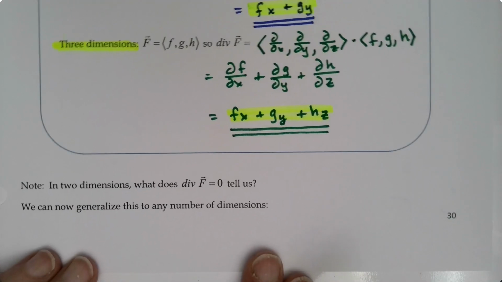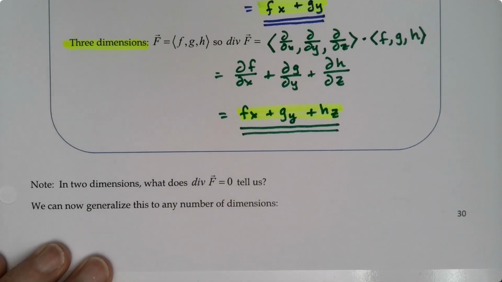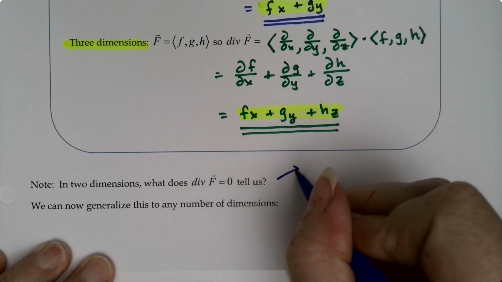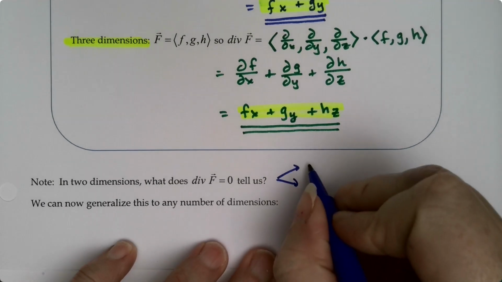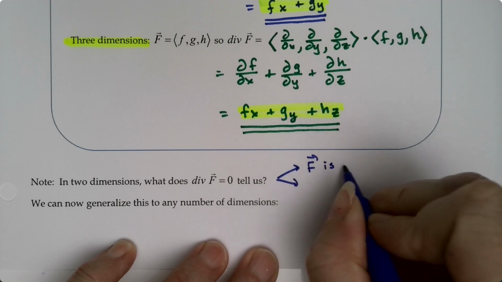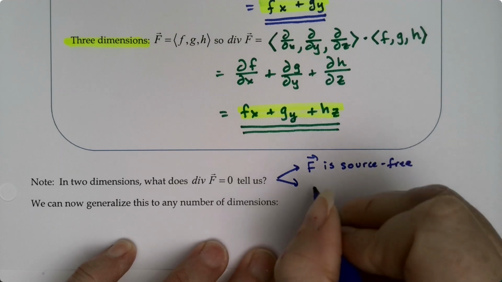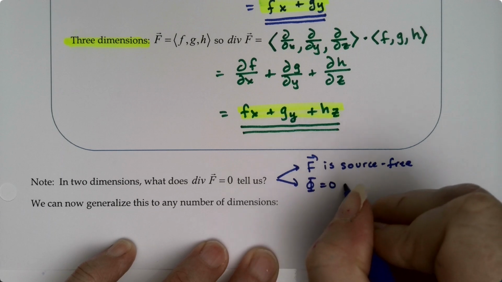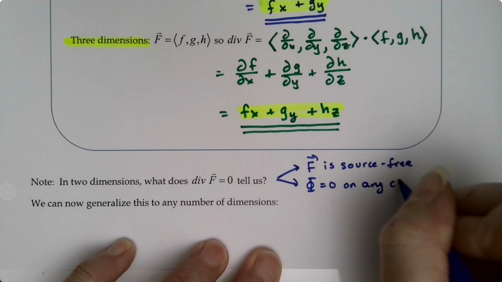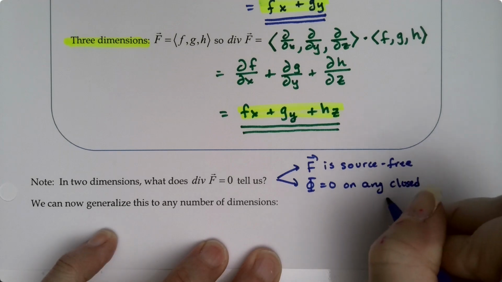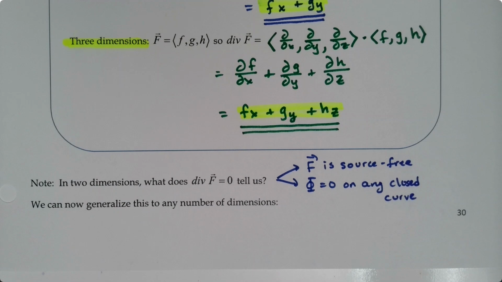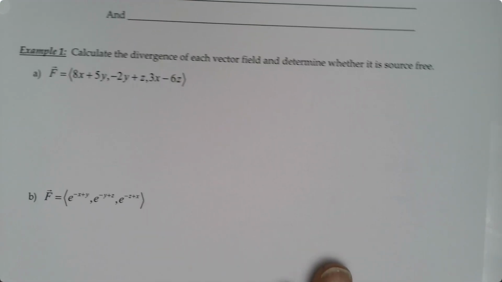Now when we have 2 dimensions and we know that the divergence of f is 0, what does that mean for us? Well, that means 2 things. If the divergence is 0, that means that the vector field is source free, and therefore the flux is 0 on any closed curve. But now we can generalize that to 3 dimensions. It's not just 2 dimensions that that's useful for. So in 3 dimensions, it means the same thing.